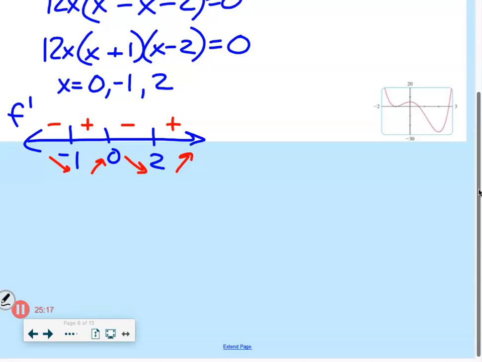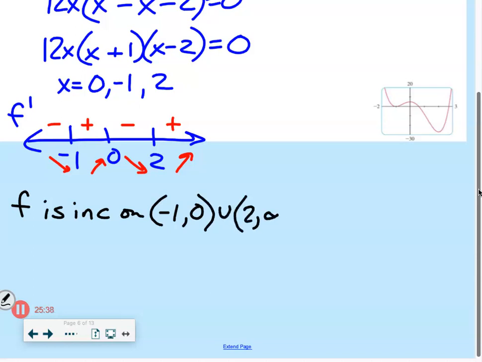Tyler, how are you? Tell me, on what intervals is F increasing? Negative 1 to 0, and then 2 to infinity. Good. How did you know that? Because F prime is positive on those intervals.